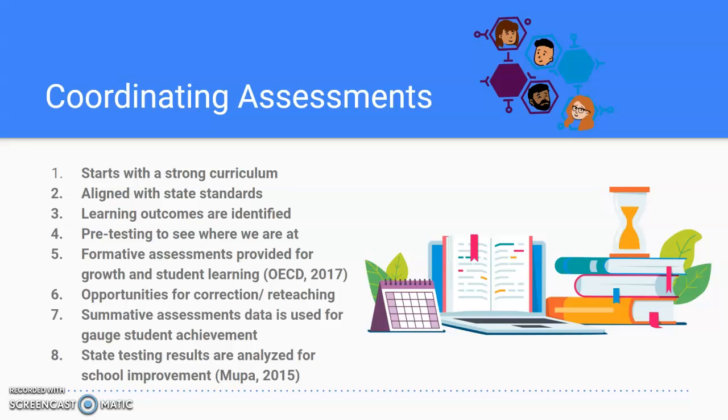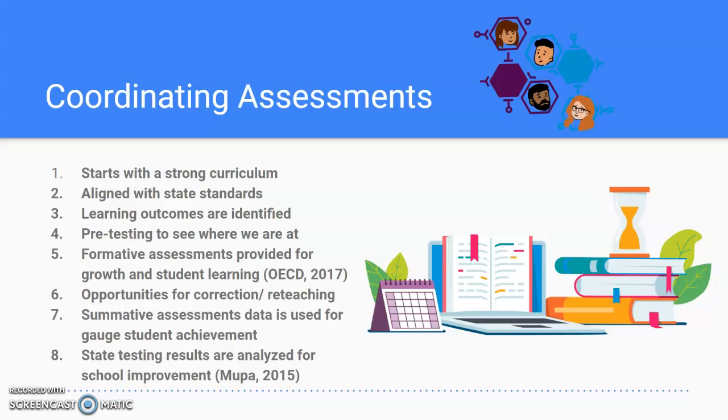We're going to pre-test. This is maybe one of the most important things, to see where our current students are currently at and where their deficits may lie. Number 5, we're going to give formative assessments to provide growth and student learning. This is where we can give feedback and give that opportunity for correction and reteaching.